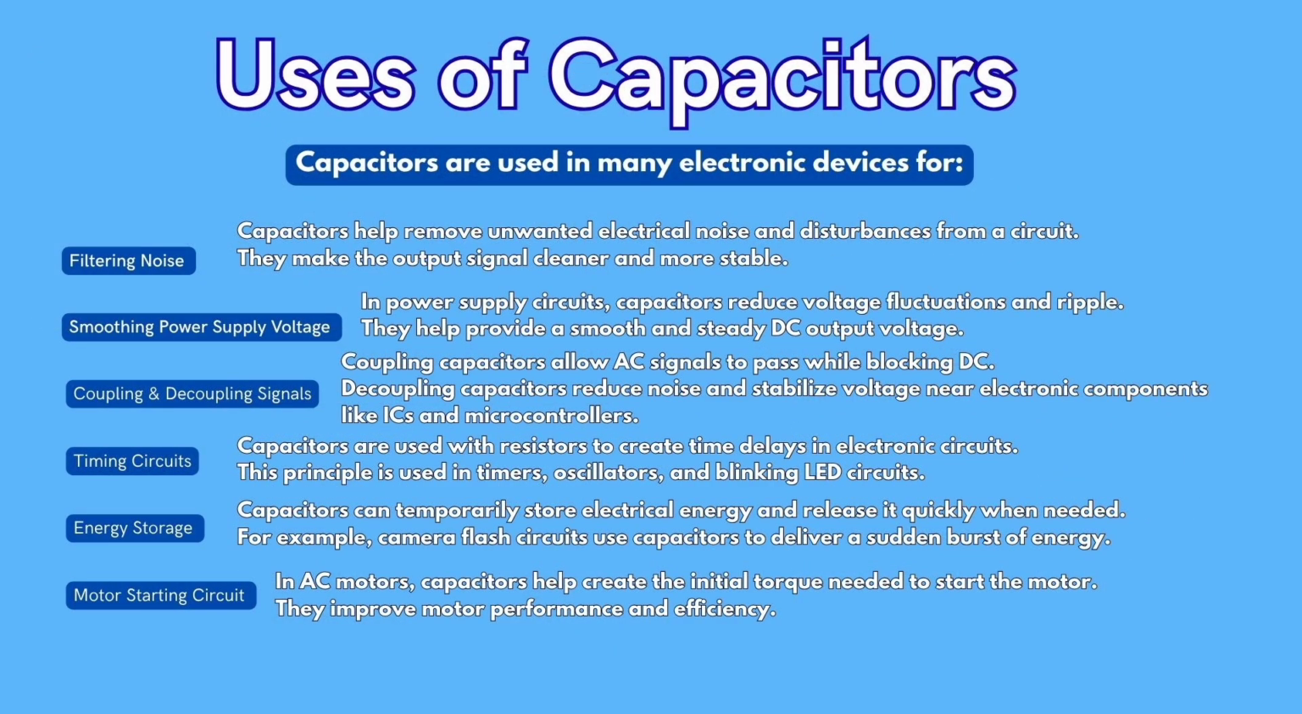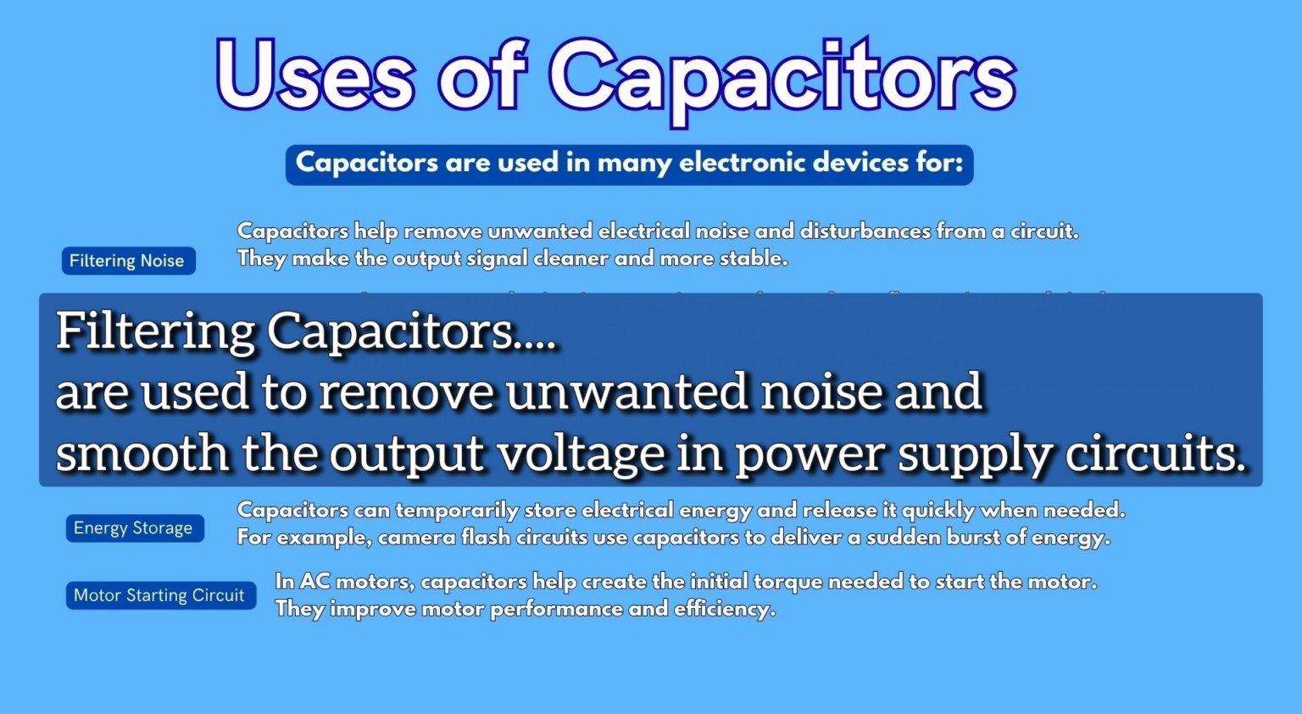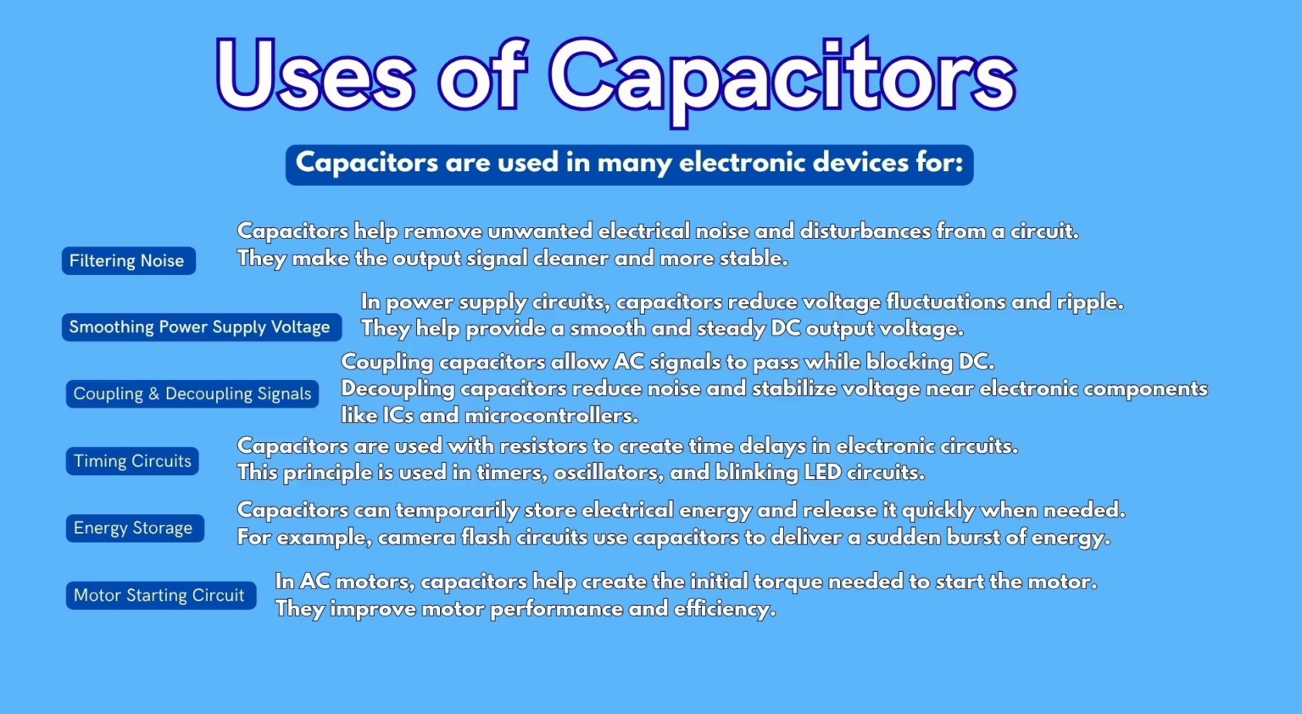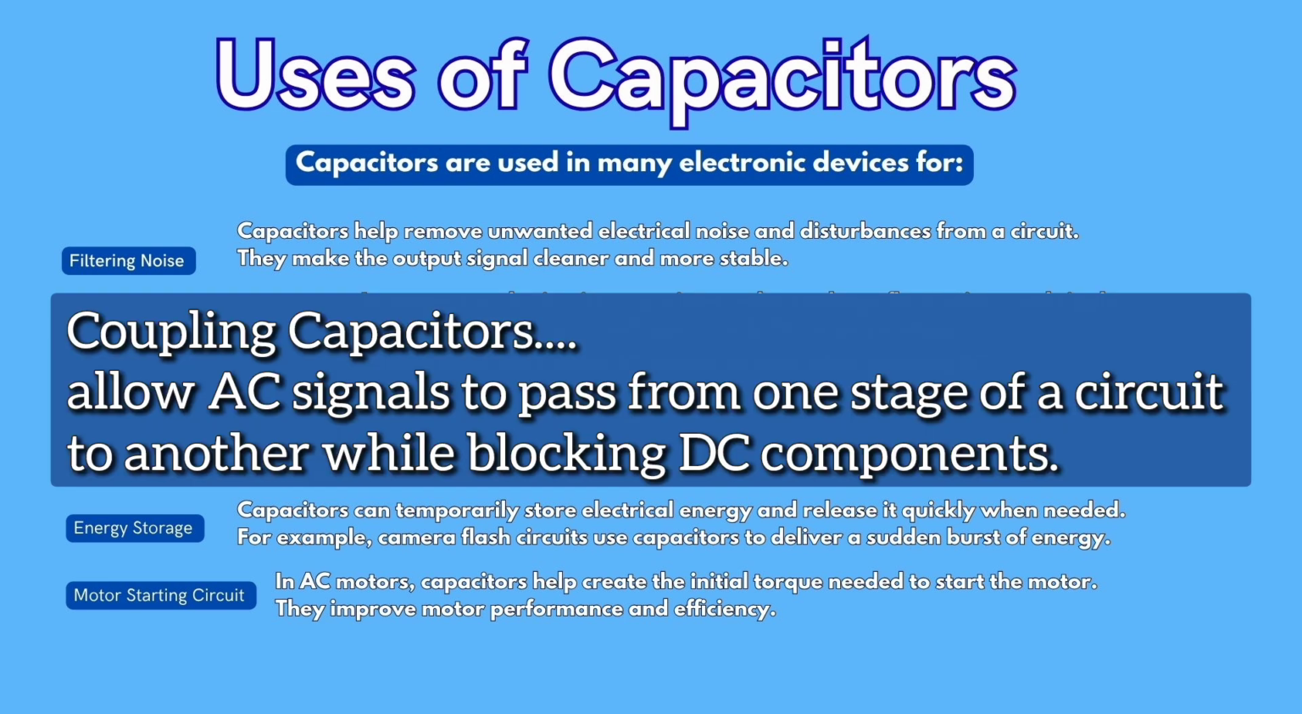Now, the uses of capacitors in electronic circuits. Capacitors are used in many electronic devices for different purposes. First, filtering. Capacitors are used to remove unwanted noise and smooth the output voltage in power supply circuits. Second, coupling. Capacitors allow AC signals to pass from one stage of a circuit to another while blocking DC components.